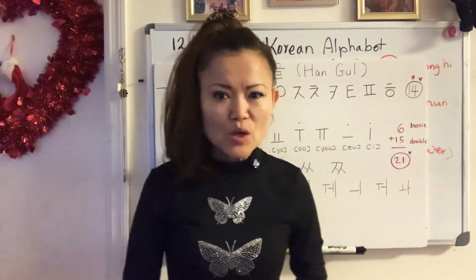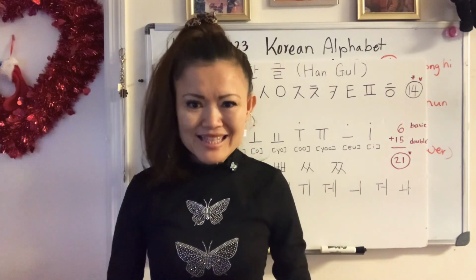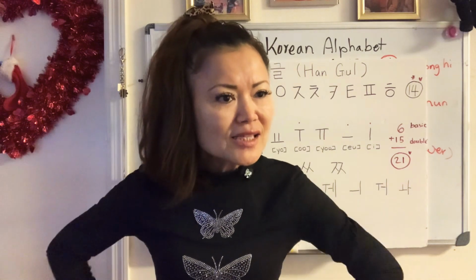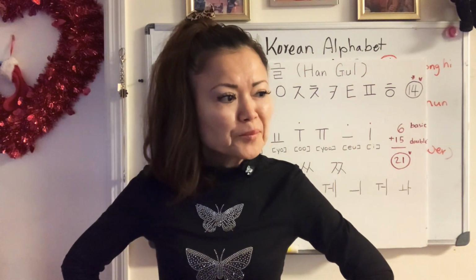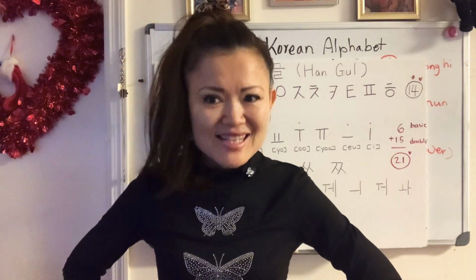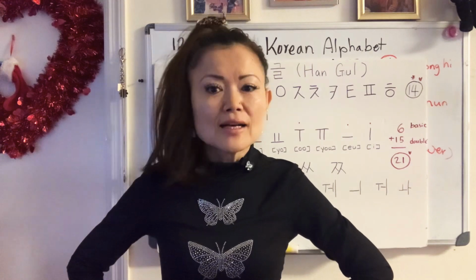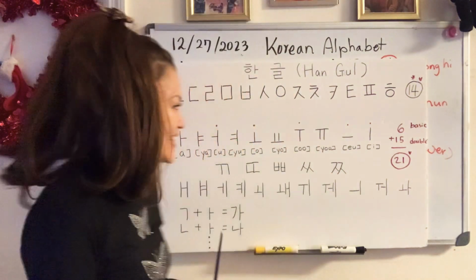So please remember: H with a vertical line is he. If I say S with a vertical line, what is it? She. Very good. Last question. If I say G with a vertical line, what is it? Ki. Very good, you guys.